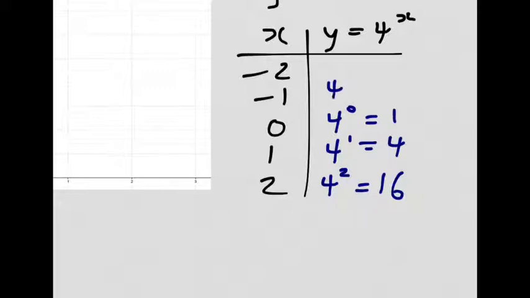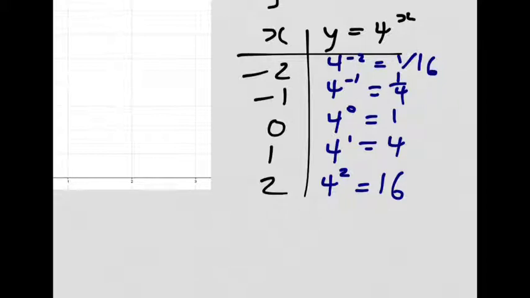Here's maybe a little tricky one. 4 to the negative 1? 1 over 4, right? Negative exponents, well, they don't flip it, but they relocate that base to the other side of the fraction. So -2 would be 1 over 16? Yeah. So 4 to the -2 would be 1 over 16.